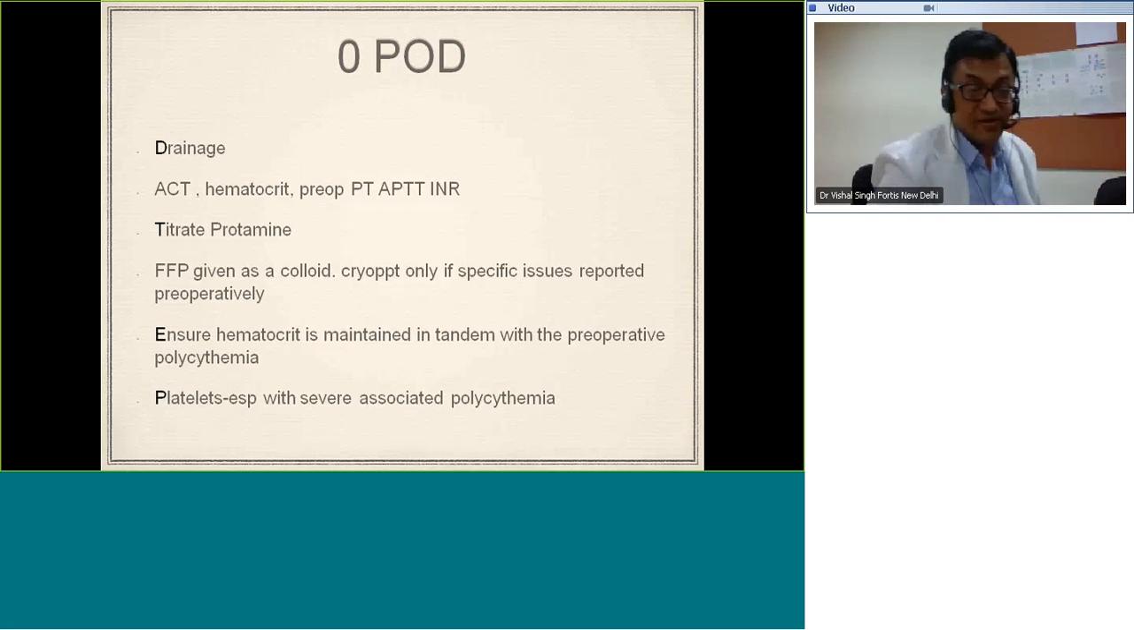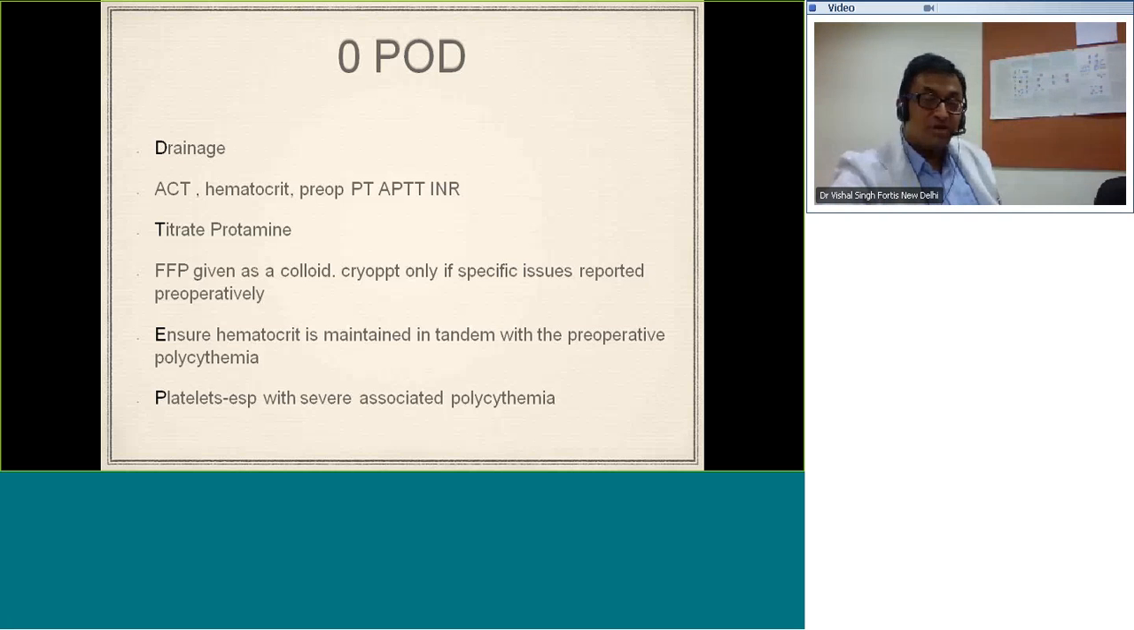Specific coagulation factor deficiency. You also should ensure that the hematocrit is maintained in tandem with the preoperative polycythemia, as I mentioned earlier. So somebody who had a HB of 22 before surgery, you don't want to keep a HB of 22 in the immediate post-op, obviously not, but at least try to keep a hemoglobin of 15. And platelets, especially with severe associated polycythemia, there's a lot of thrombocytopenia as well as platelet dysfunction, and hence it's important that in a patient who's oozing blood, you will always take care of it.